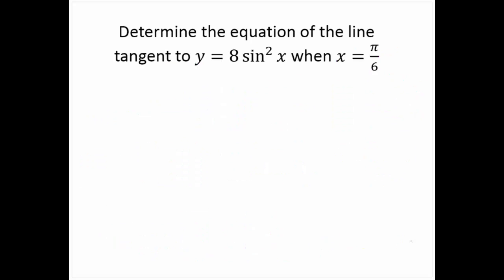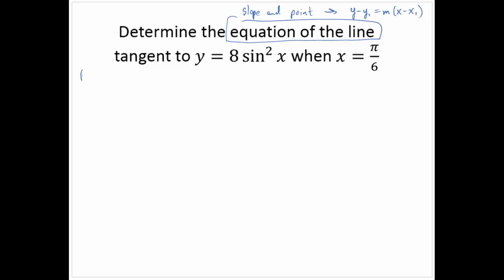Alright, so let's recall an application of the derivative. Determine the equation of the line tangent to y equals 8 sine squared x when x is pi over 6. To determine an equation of a line, I need a slope and I need a point. If I have that, then I can write y minus y1 is m times x minus x1. That's the point slope form of the equation of a line. So let's figure out the point first.